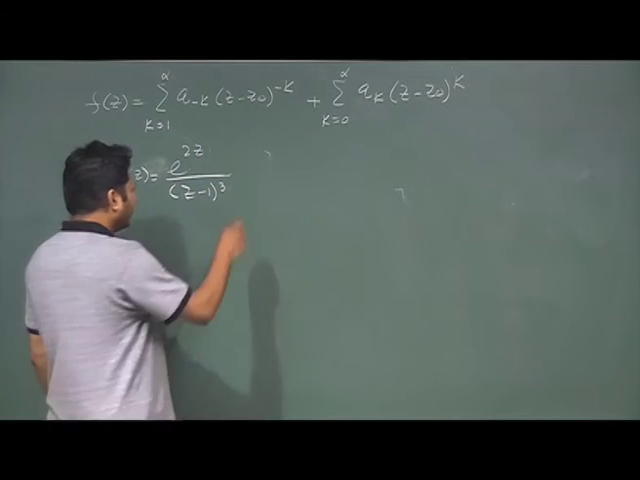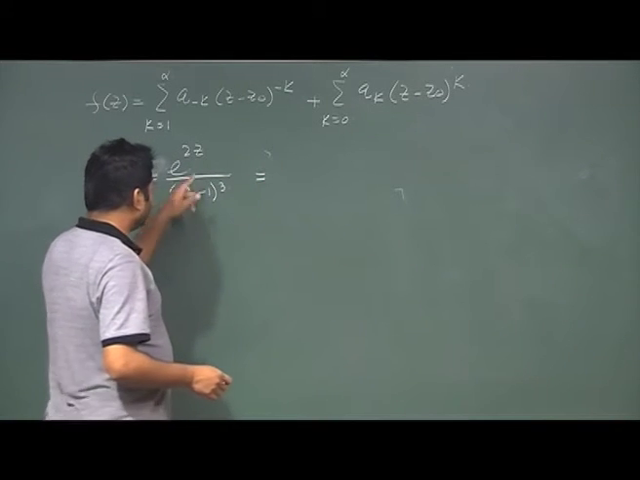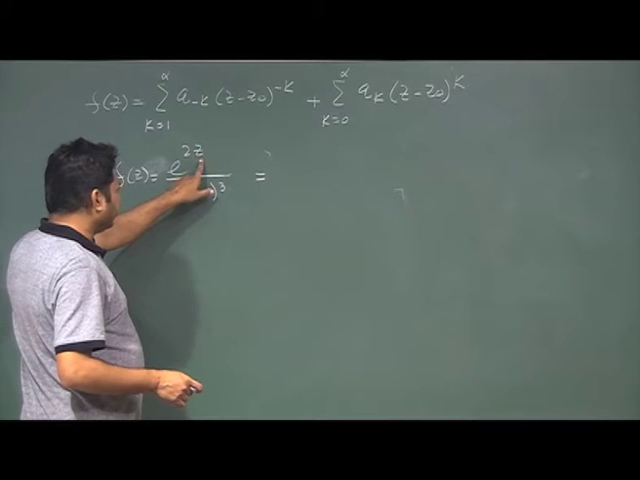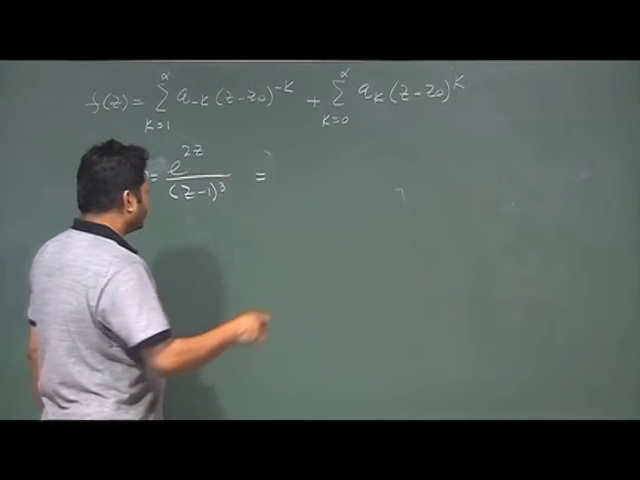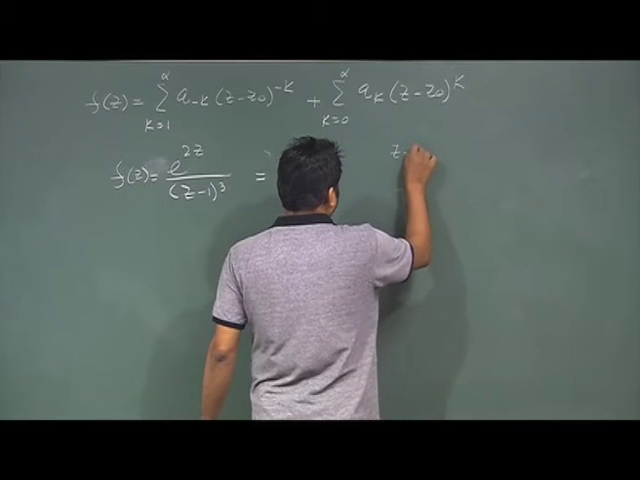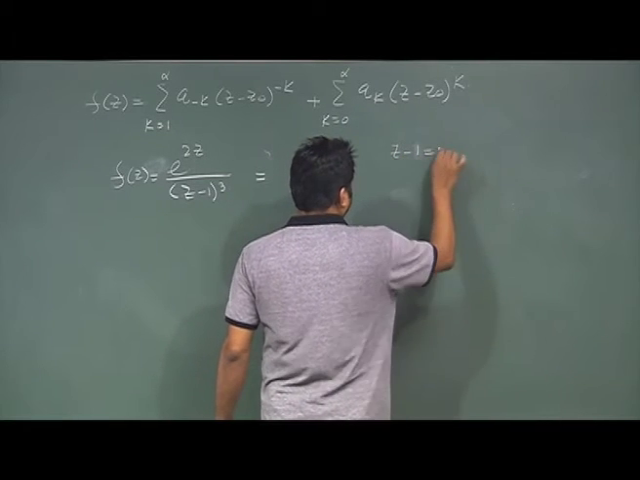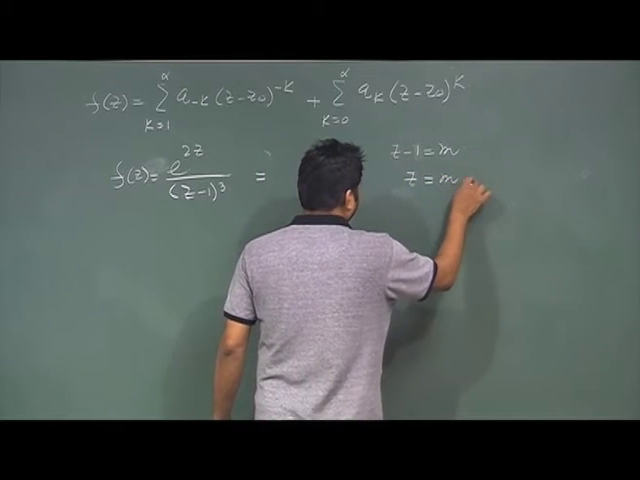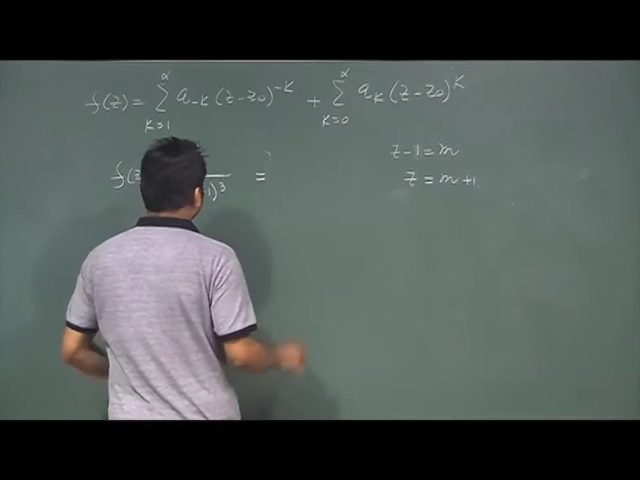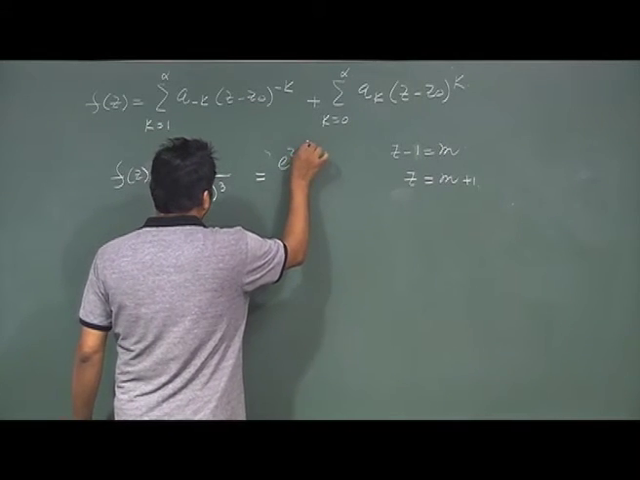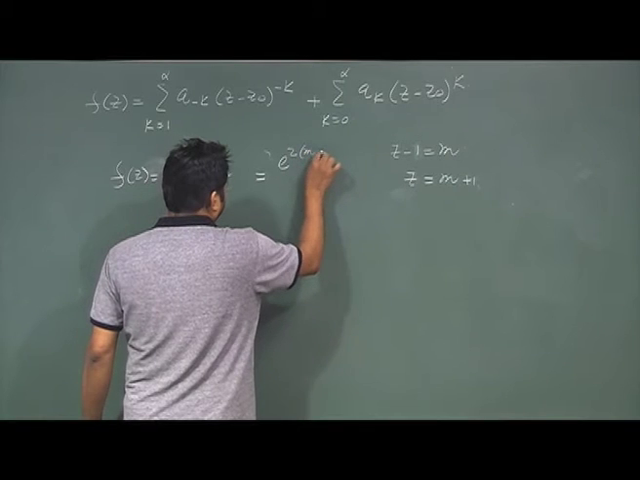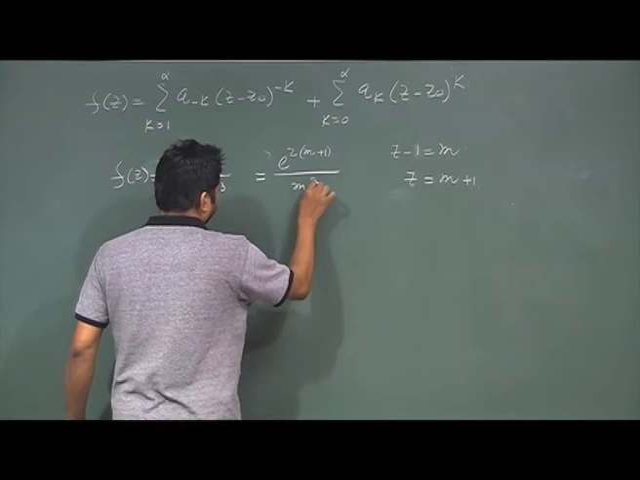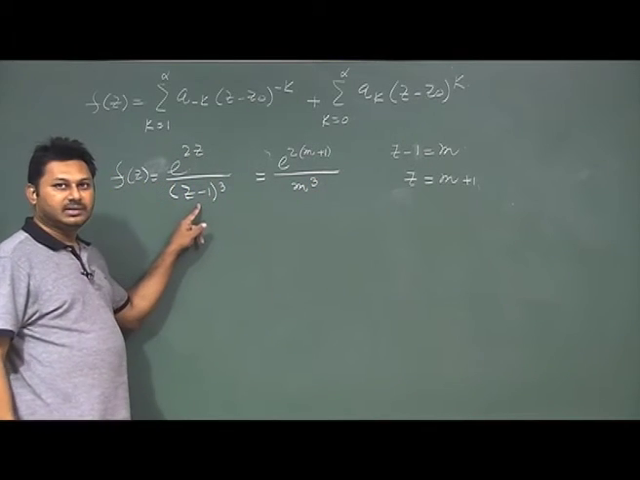So, we have an expansion. Here things are slightly tricky. I have z minus 1 here and z there, so make it the same. What one can do is write z minus 1 equal to, say, m. Then z will be equal to m plus 1. Now if I put it here, we will have e to the power 2z equal to e to the power 2 times m plus 1, divided by this. So, I will have m cube in the denominator, because z minus 1 is m.